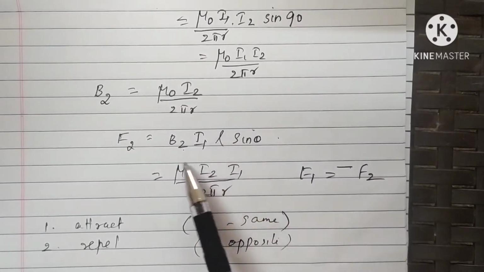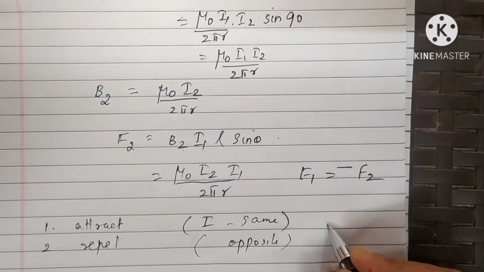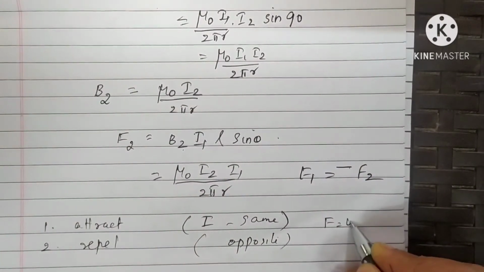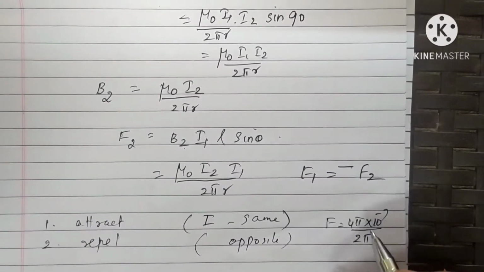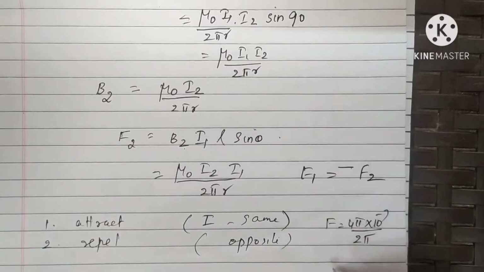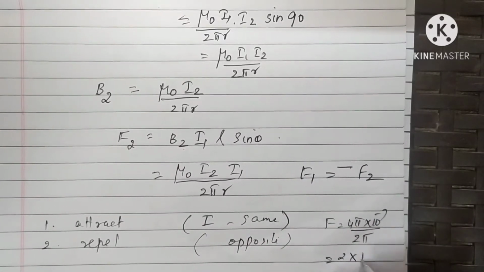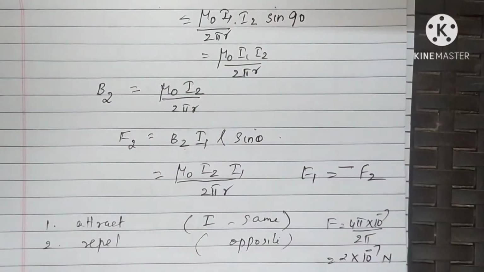Now, what about the value of mu 0? Mu 0 is 4 pi into 10 raised to minus 7, isn't it? So, F is equal to 4 pi into 10 raised to minus 7 divided by 2 pi. r is 1, then I1, I2 is 1. So, what is the value? It is 2 into 10 raised to minus 7 Newton, isn't it? 2 into 10 raised to minus 7 Newton.